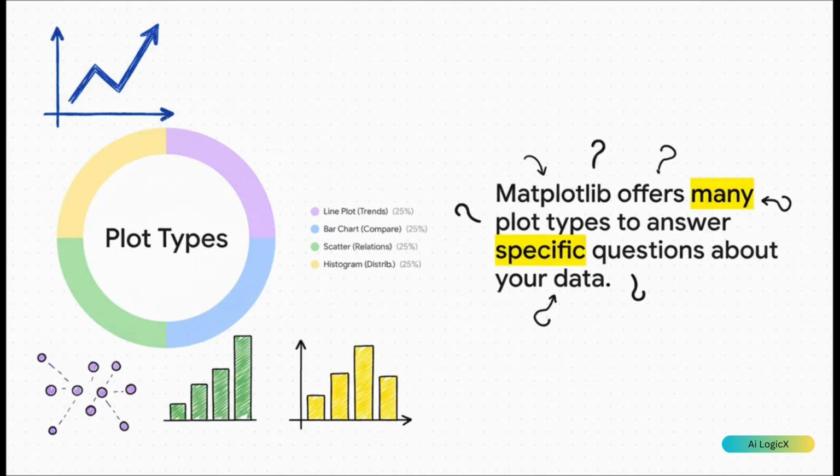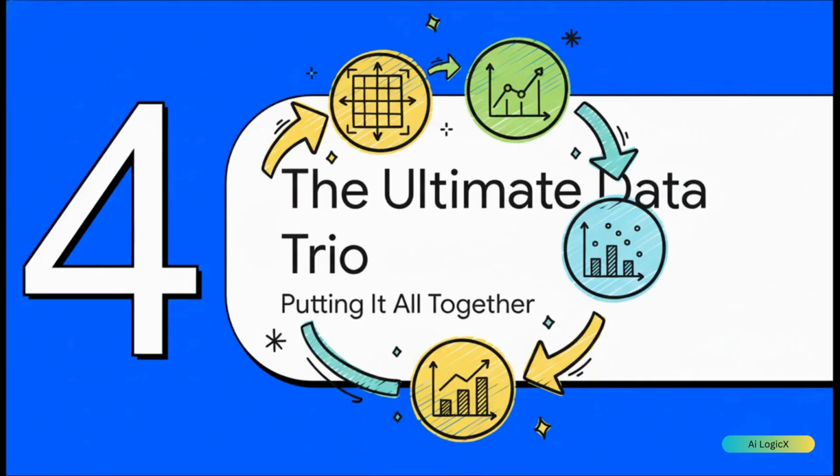And it's incredibly versatile. It's got a tool for every question. Need to show a trend over time? Use a line plot. Want to compare different categories? A bar chart is your best friend. Trying to find a relationship between two different things? A scatter plot will show you that. It's all there.